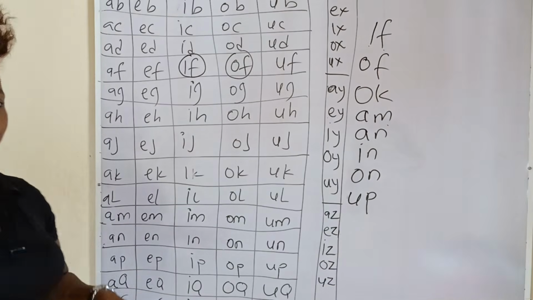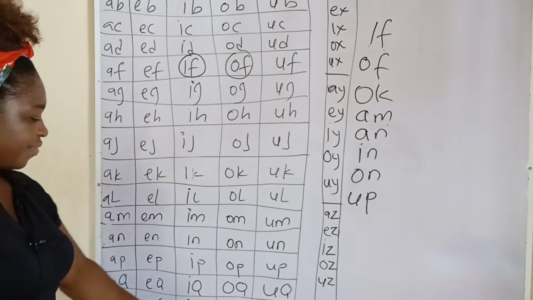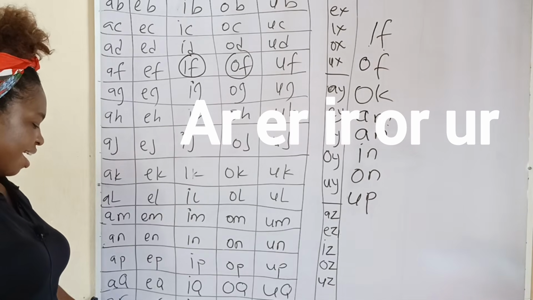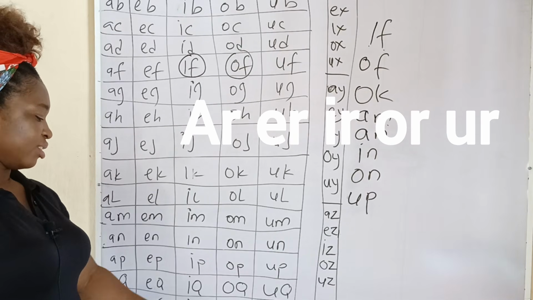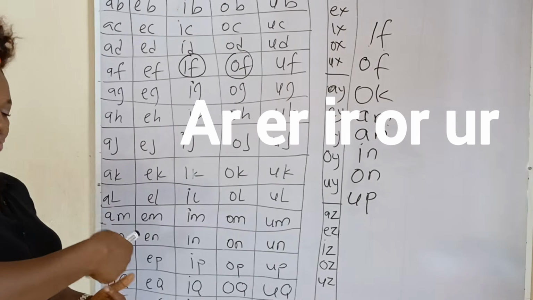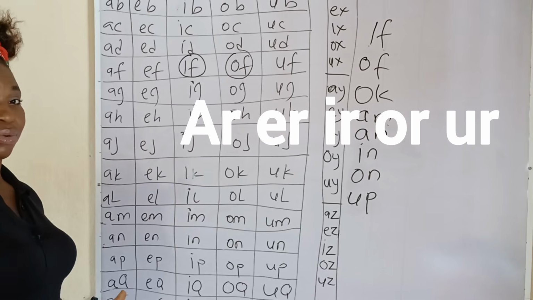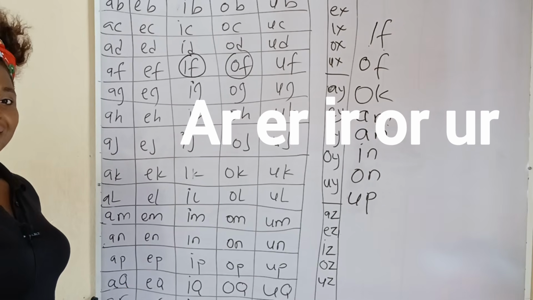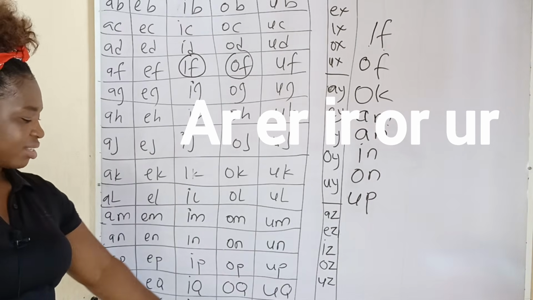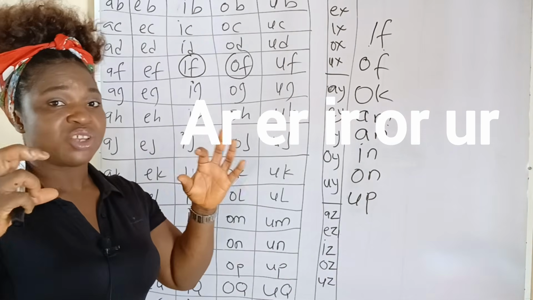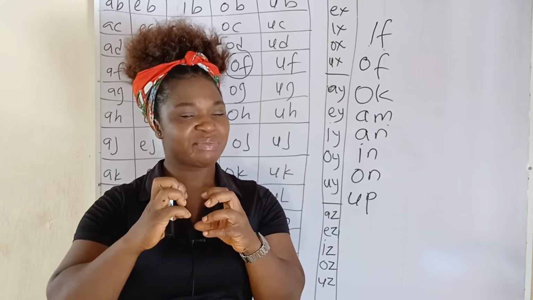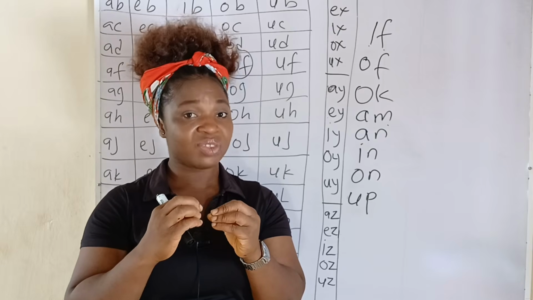Now this is what we call bossy R. When you see R in this format here, the A, then R, the E, R, the I, R, the O, R, the U, R, just know that R is going to control how that vowel at the back will sound. Once R appears very close to a vowel sound, usually you will not hear the R being pronounced. It only makes the closest vowel to it a little bit longer, like it stretches it a bit, not like it's going to be long.